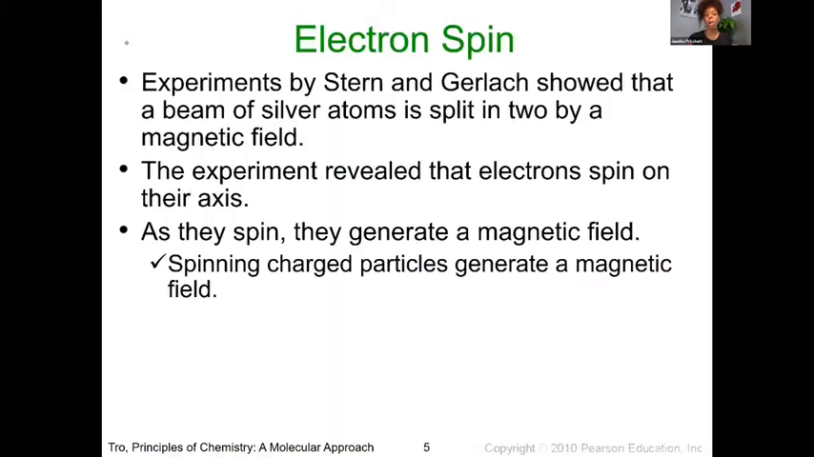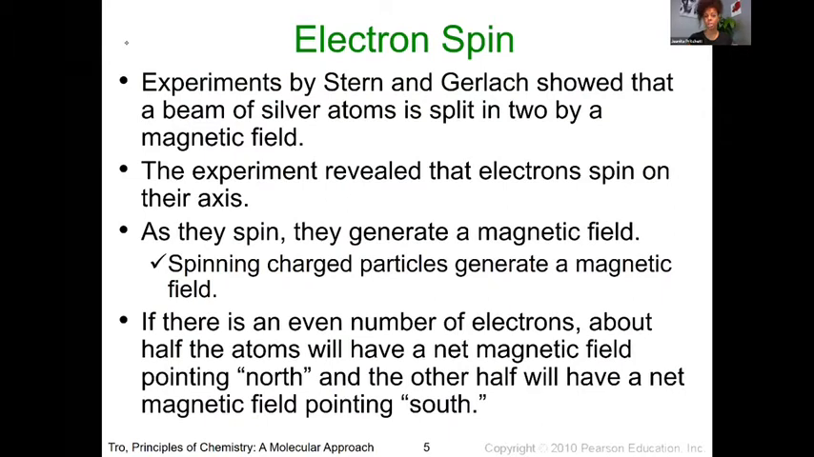The final quantum number that we're going to be adding to our arsenal is the electron spin, or the magnetic spin quantum number. Experiments done by Stern and Gerlach showed that a beam of silver atoms is split into two by a magnetic field. This experiment revealed that the electrons found there were spinning on their axis. Within that atom, half of the electrons were spinning in one direction, or pointing in the north direction, and the other half were spinning in the opposite direction.